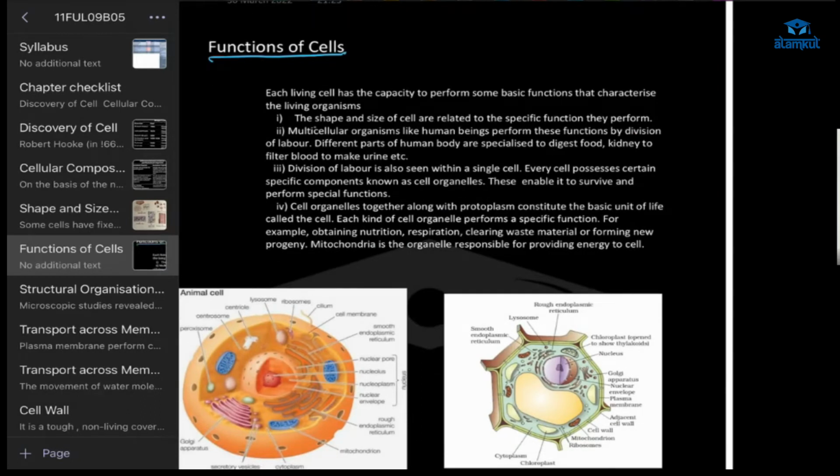Functions of cells. See, shapes and sizes of cells are related to the specific function they perform. Okay, like amoeba, its shape.